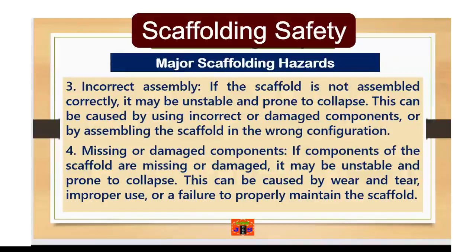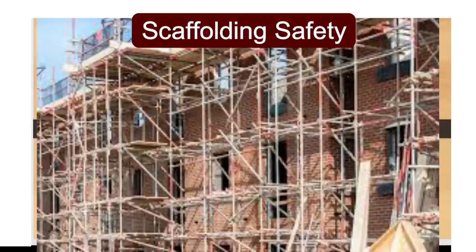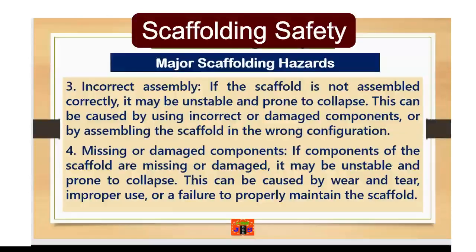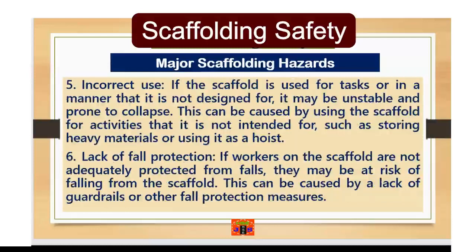Number four, missing or damaged components. If components of the scaffold are missing or damaged, it may be unstable and prone to collapse. This can be caused by wear and tear, improper use, or a failure to properly maintain the scaffold. We are discussing the major scaffolding hazards that may lead to a potential scaffold incident on site.